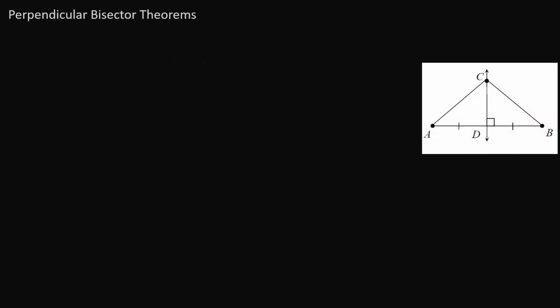So first, let's just talk about what a perpendicular bisector even is. We can see here in this diagram that line CD is a perpendicular bisector because it's cutting in half one side of the triangle at a 90-degree angle. So the line is perpendicular to the base of the triangle. It cuts the base into two congruent parts.